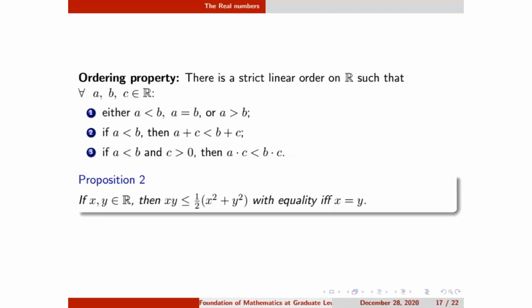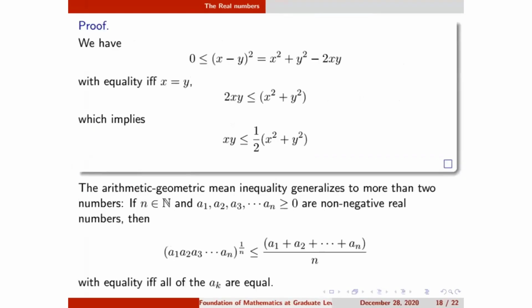Next is the proposition. Suppose X and Y are real numbers, then X multiplied by Y is less than or equal to half of X square plus Y square, with equality if and only if X equals Y. This is also called the geometric mean is less than or equal to the arithmetic mean. So we are going to prove it. How will we prove it?